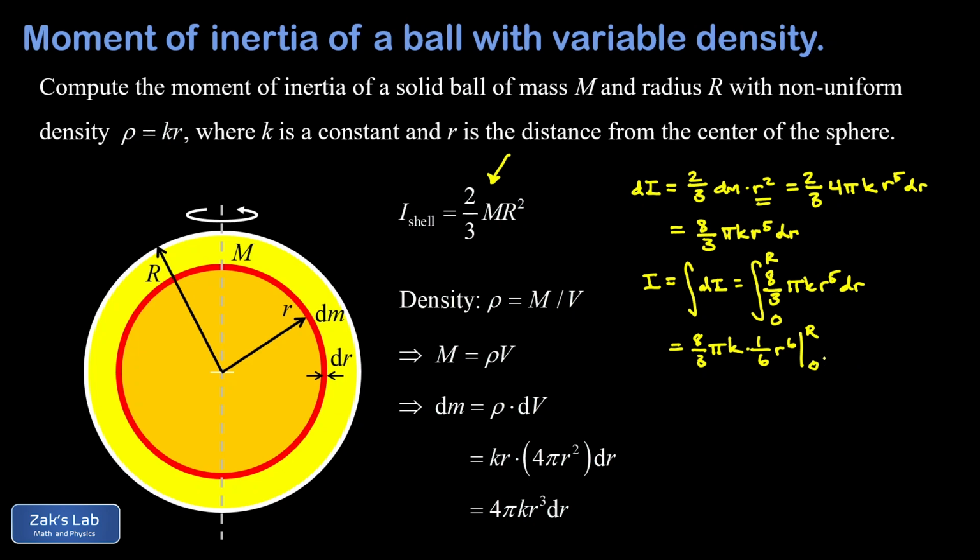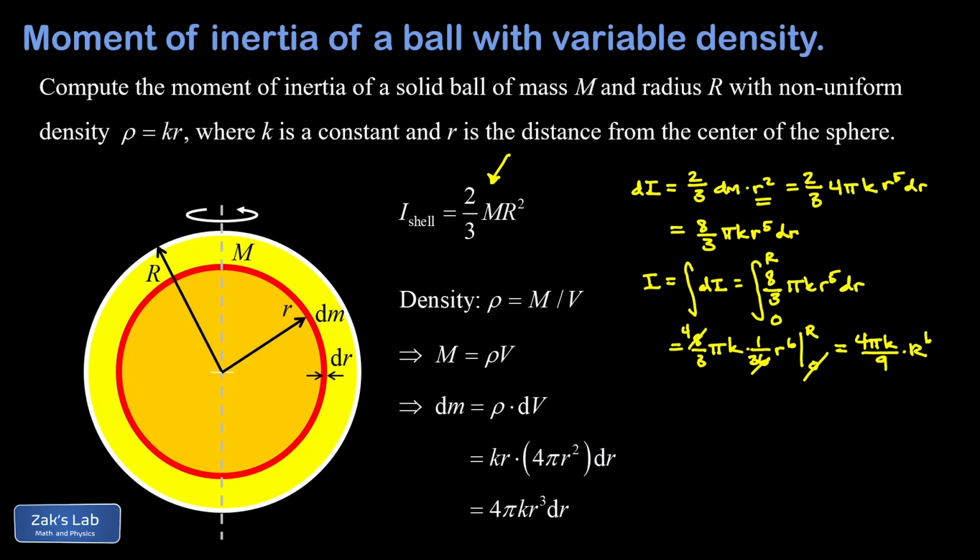When we sub in the lower limit there, we get 0, so we're not concerned with that. And then we sub in the upper limit, which simply replaces the little r with a big R for the outer radius of the entire ball. And we're also going to go ahead and cancel a factor of 2 in this next step. And that leaves us with a 4 pi k over 9 times big R to the 6th.